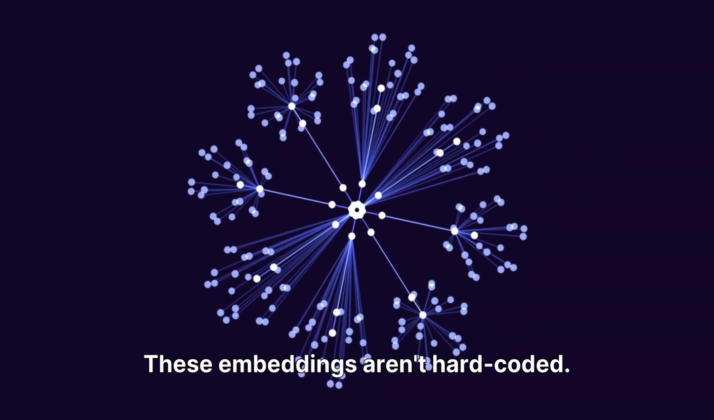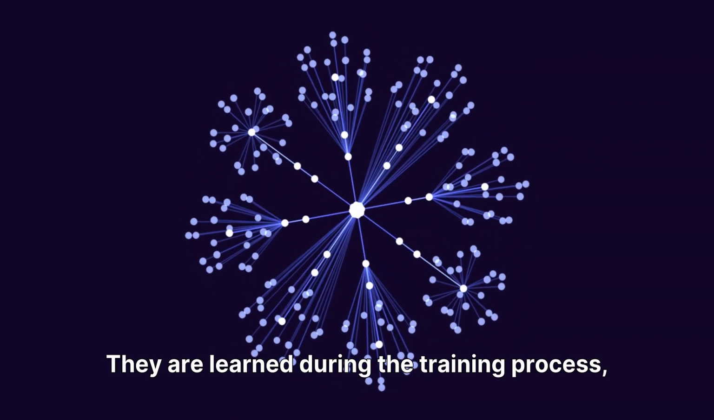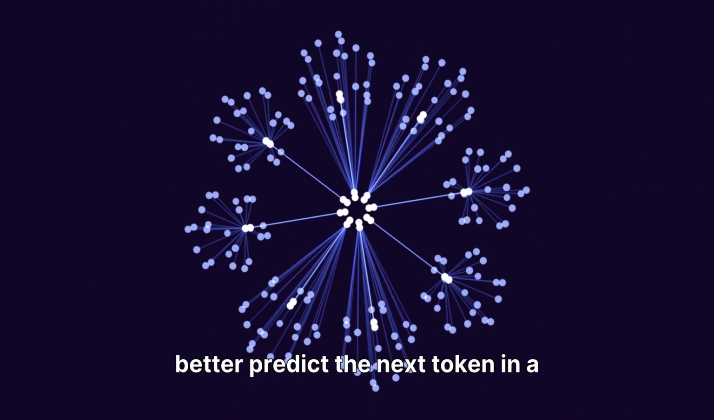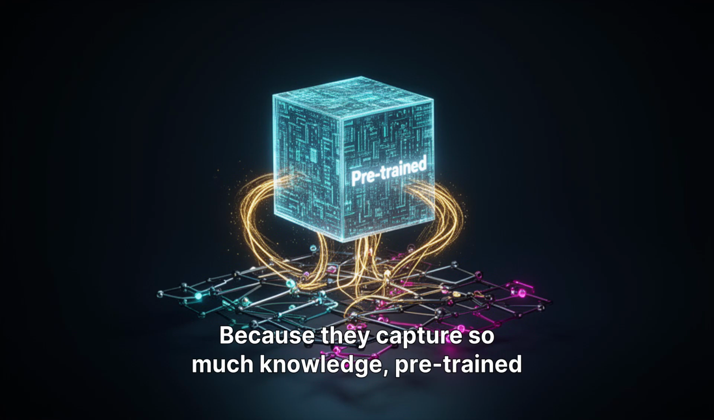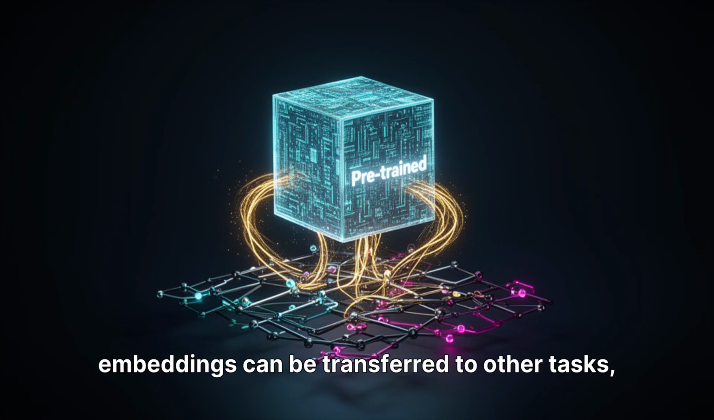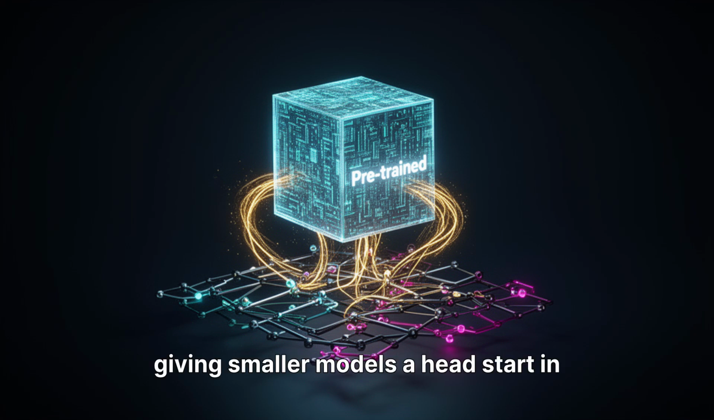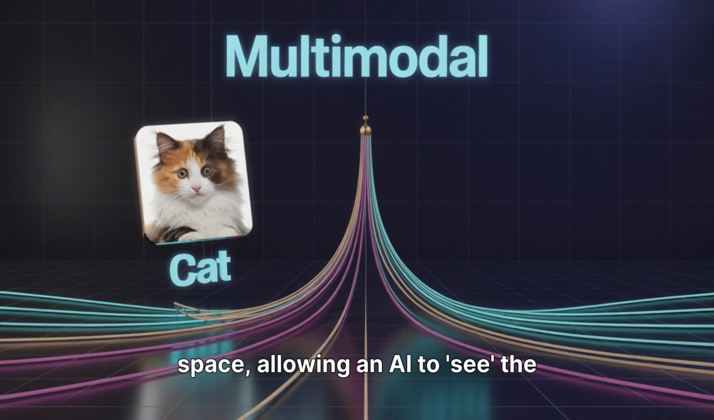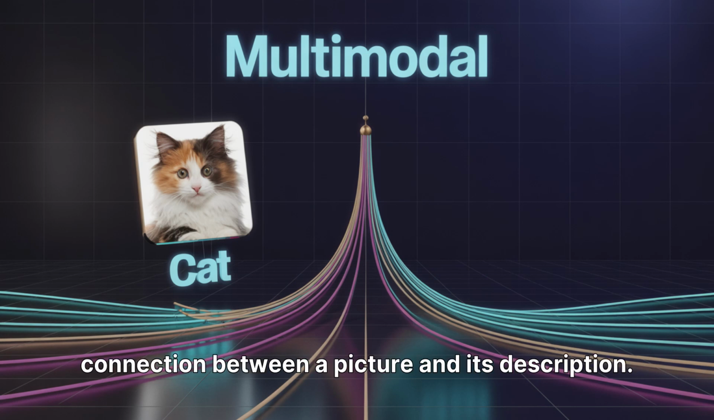These embeddings aren't hard-coded. They are learned during the training process as the model adjusts their positions to better predict the next token in a sequence. Because they capture so much knowledge, pre-trained embeddings can be transferred to other tasks, giving smaller models a head start in understanding language. In multimodal models, even images and audio can be mapped into the same vector space, allowing an AI to see the connection between a picture and its description.